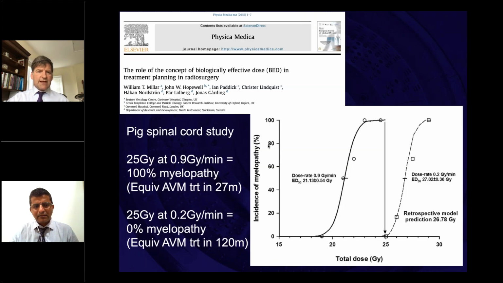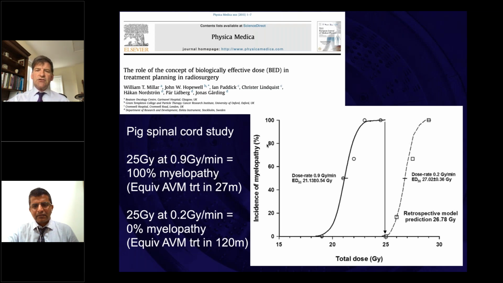And so here is a pig spinal cord study, fairly similar experiment. This was some work that was performed by John Hopewell and Bill Miller. They thought that it was not worthy of publication, but with the resistance to accepting the concept of sublethal repair in the SRS community, it was eventually published in Physica Medica.